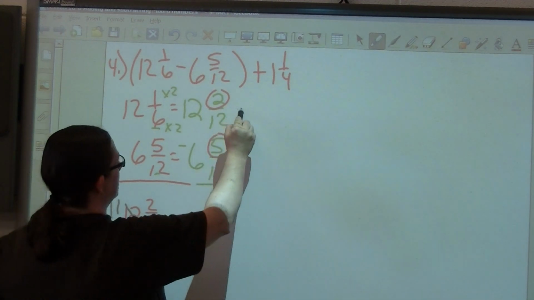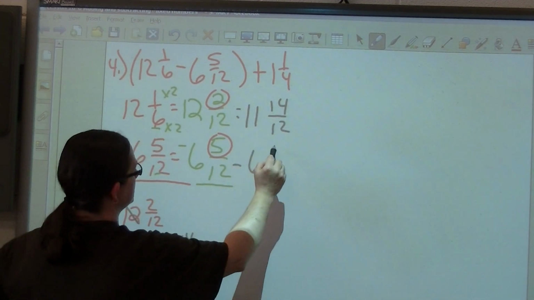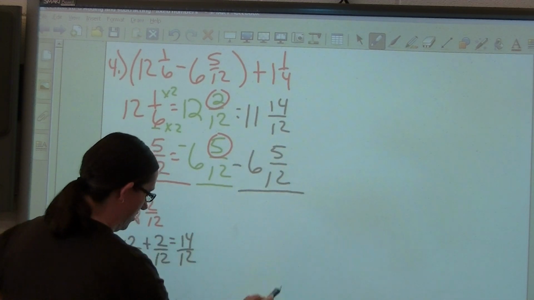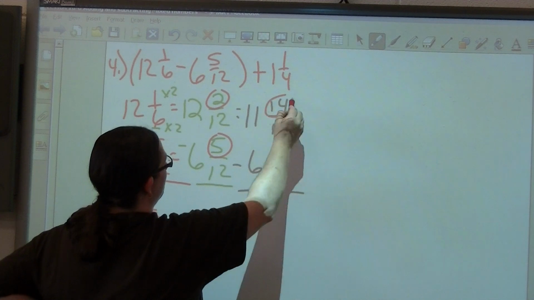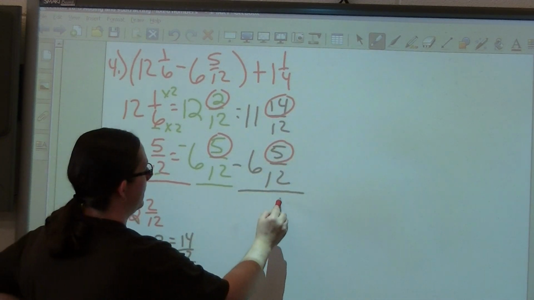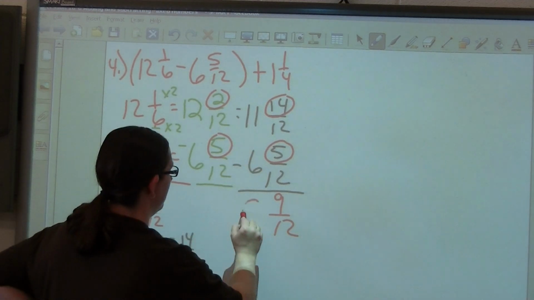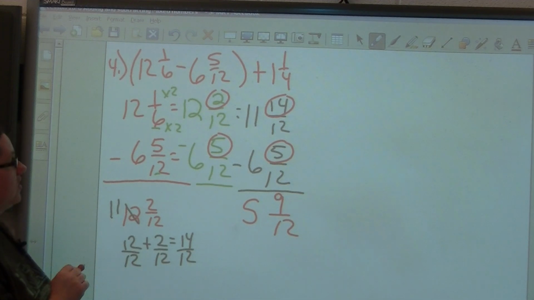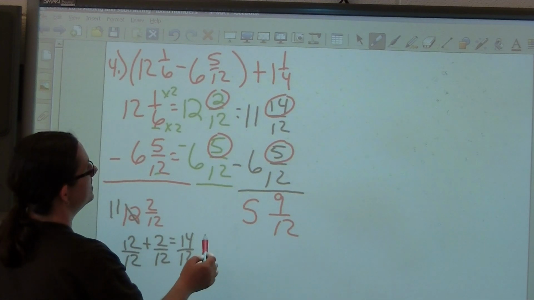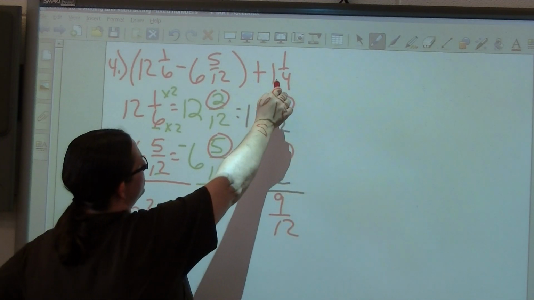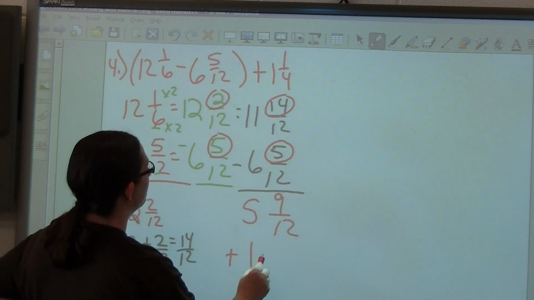Okay, so now my new number is 11 and 14/12ths, take away 6 and 5/12ths. Now we have a common denominator, and we can subtract our numerators. 14 take away 5 gives us what? 9/12ths. 11 take away 6 gives us what? 5. So now we have 5 and 9/12ths. Are we finished? No, we're not. We need to take the 5 and 9/12ths and add the 1 and what? 1/4. So we can put it underneath here, or you can write a whole other separate problem, whatever is best for you.